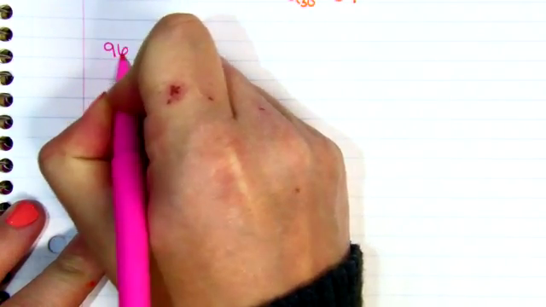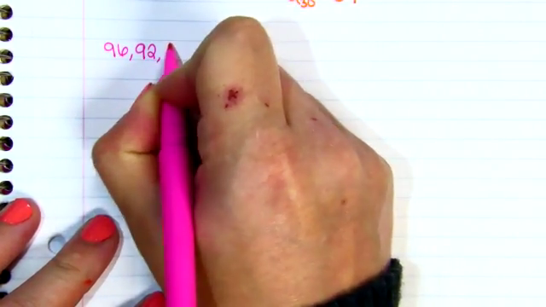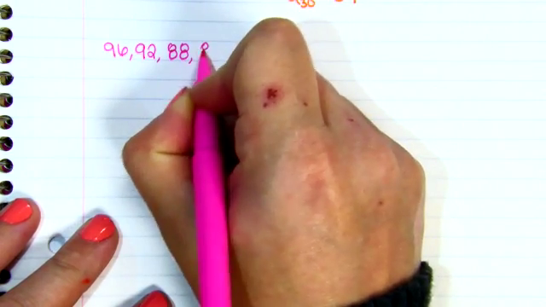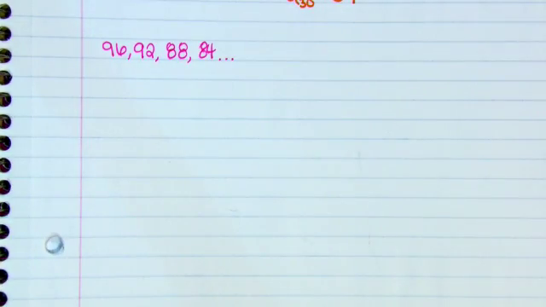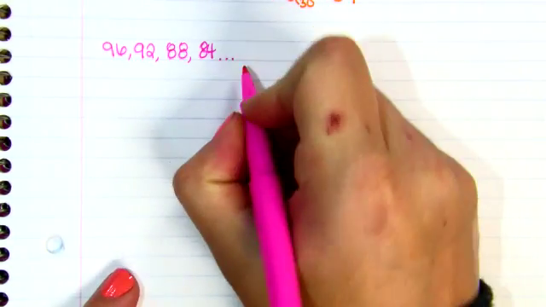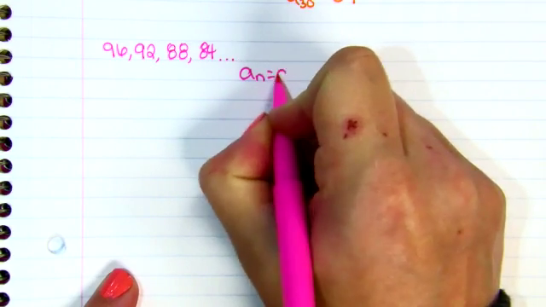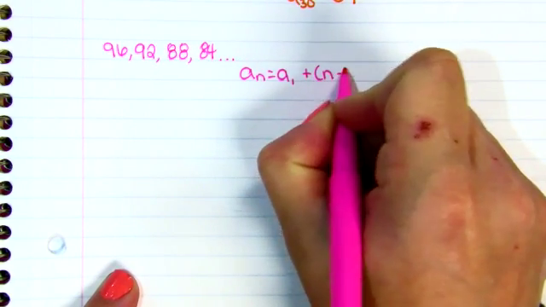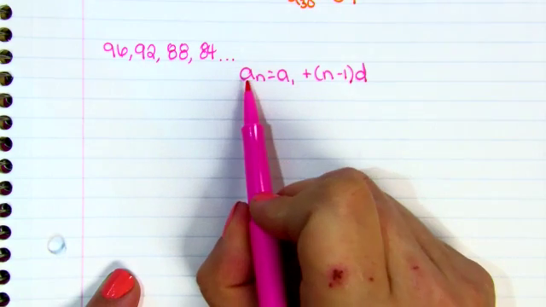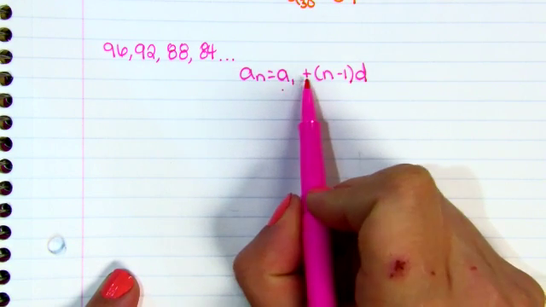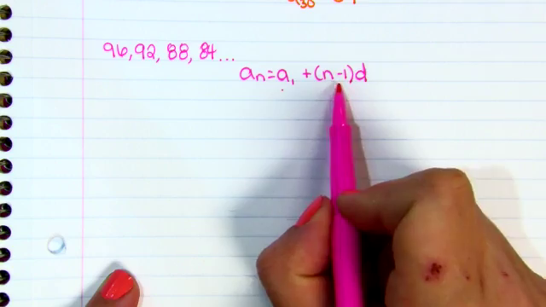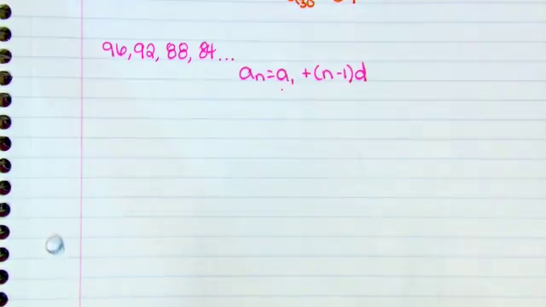So if we had this list of numbers, or this sequence, 96, 92, 88, 84, etc. And I want to know just a specific term in this list that's not easy to just count down to. I'm going to use my formula. That was a sub n equals a sub 1 plus n minus 1 times d. My nth term equals my first term plus the position minus 1 times the common difference.